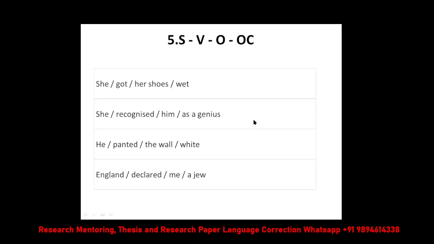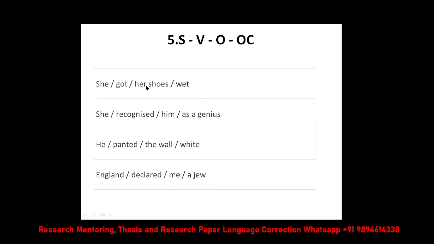Next, subject, verb, object and object complement. She got her shoes wet. She recognized him as a genius. He painted the wall white. See, actually this is SVOC. This is a complement, but all these complements are object complements. Instead of putting only C, I have added OC. OC means object complement. This is not a subject complement.